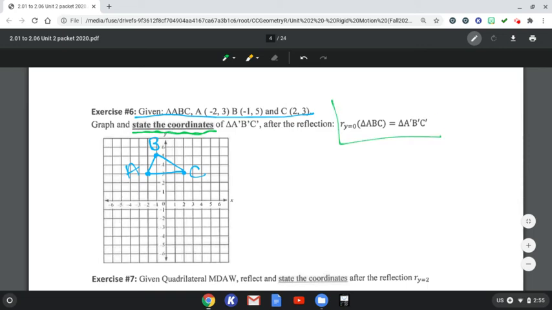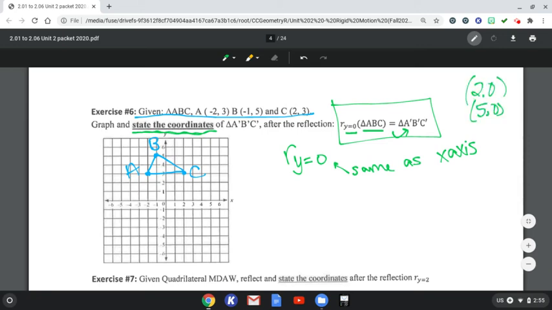And this notation is new for us. I'm going to read it slowly. Reflect in the line y equals 0, triangle ABC, to form triangle A prime, B prime, C prime. So when we're reflecting in the line y equals 0, this is the same as your x-axis, okay? Where every y value is 0. So if you think of 2, 0, 5, 0, 7, 0 as ordered pairs, over 2 up 0, 5, 0, 7, 0, and so on, that happens to be the same as the x-axis.